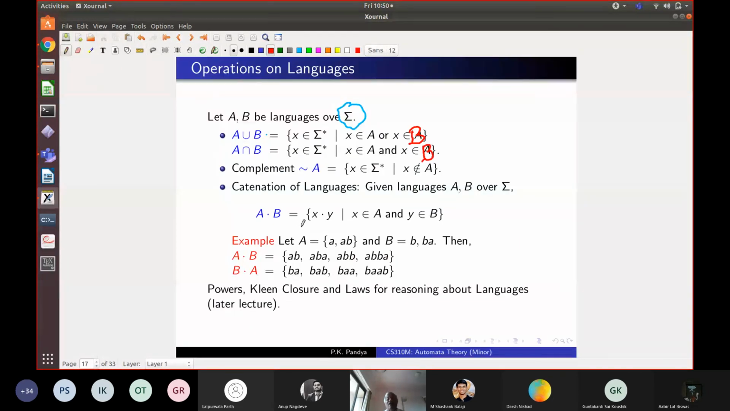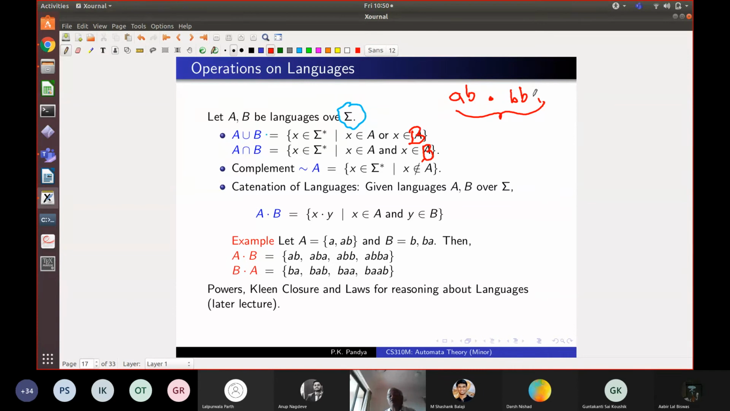Okay, one last operation, catenation, and then we will finish. Suppose you are given two languages, A and B. Remember, given two words such as AB and BBA, we joined them to form a larger word ABBBA, right? This is made out of one word AB catenated with BBA. We were catenating two words, right?